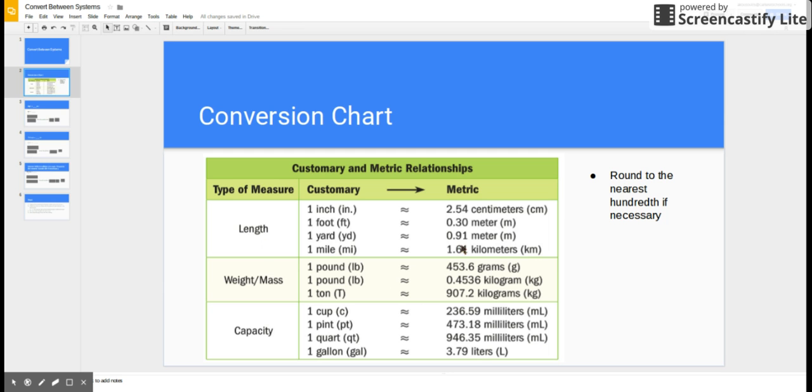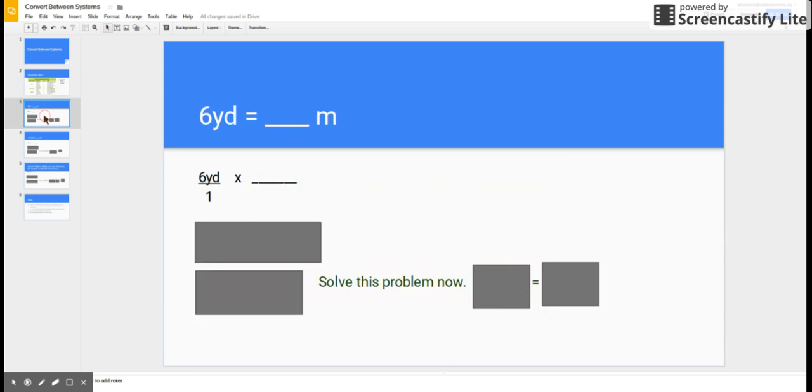So for length, we're talking about inches, feet, yards, miles, meters, kilometers. So this whole first row is your length. In your second row is your weight, or weight and mass, and then your third row is capacity, or what you would use for volume. So like your liquids and whatnot.